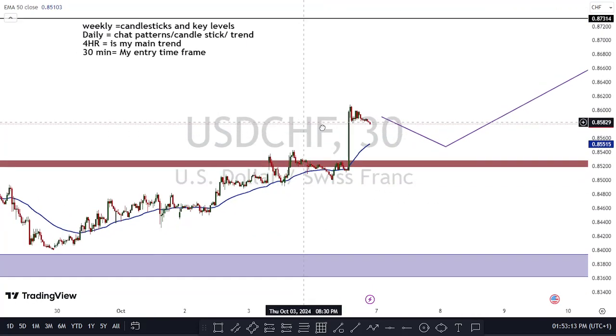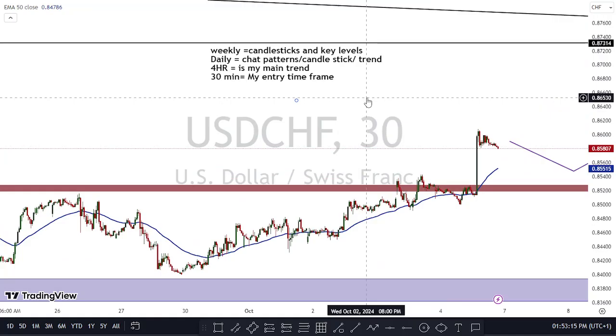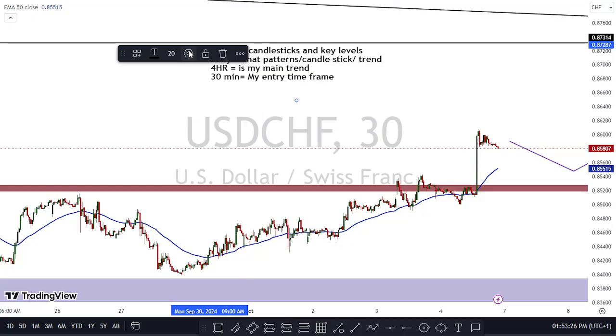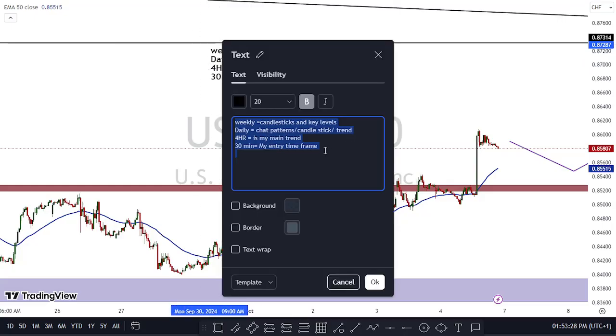So now what am I looking for? I'm looking for simple double tops. My entry criteria are double tops. I use chart patterns and candlestick formations for my entries. Alright, so what I use, let me write it down. I just like writing these things down.